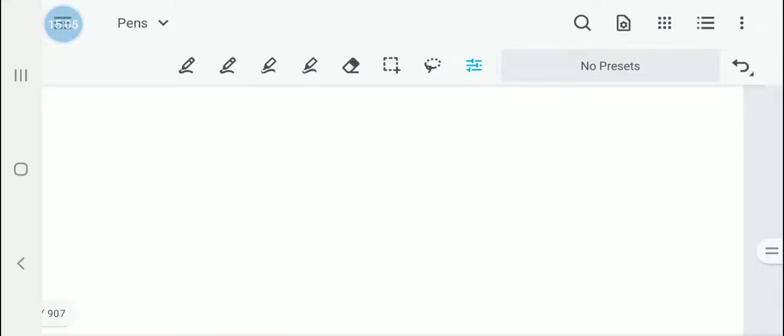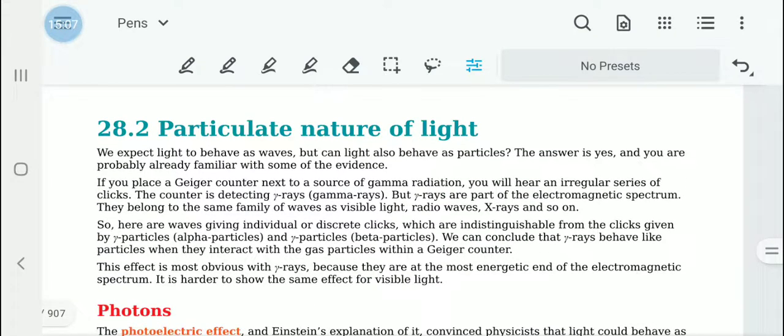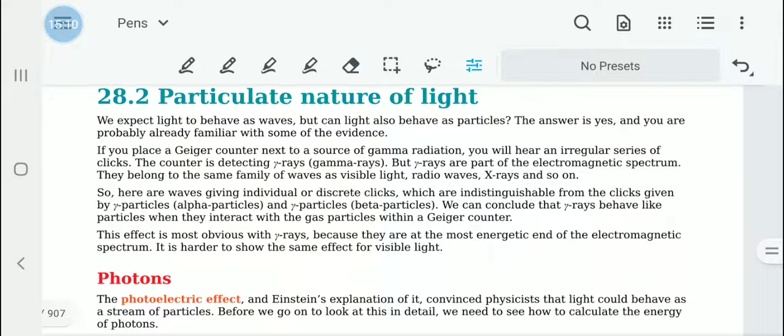Right. So we will discuss the particulate nature of light. Now we understood that light behaves as waves, but we know that light has the ability of behaving like particles as well, right? We have already discussed some parts of it. So we know that it is not only a wave but also has a particulate nature.